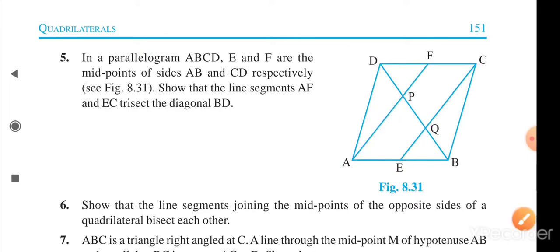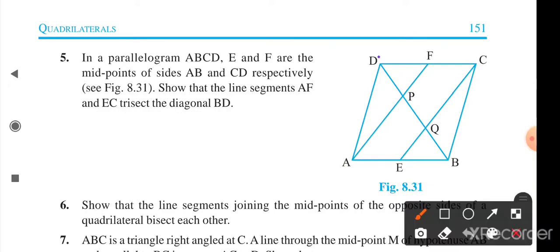Now what you have to prove? You have to prove that these two lines, AF and EC, trisect the diagonal BD. That means you have to prove that DP equals PQ equals QB. This you have to prove.